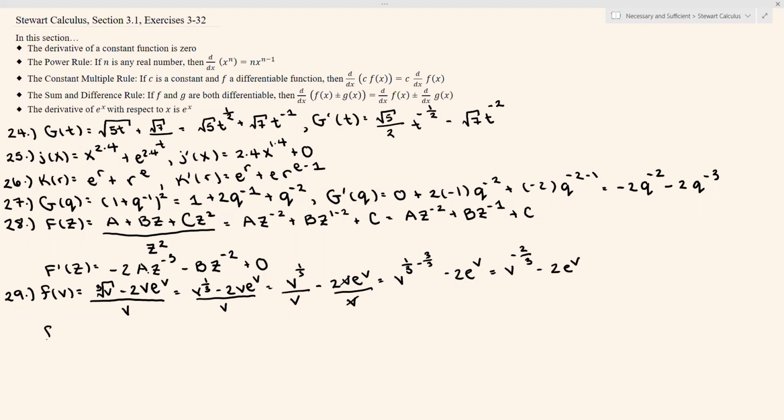So when we take the derivative, we have f prime of v is equal to minus 2/3 v to the minus 2/3 minus 3 over 3, minus, we have 2e to the v, the derivative is just 2e to the v. If we clean this up, this is minus 2/3 v to the minus 5 over 3 minus 2e to the v.